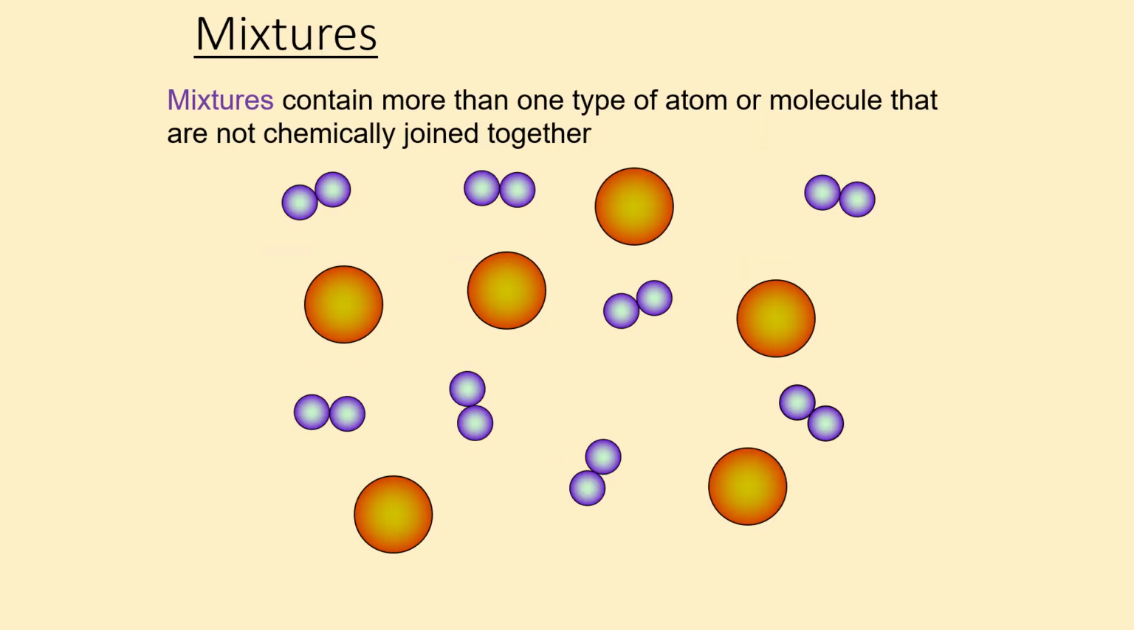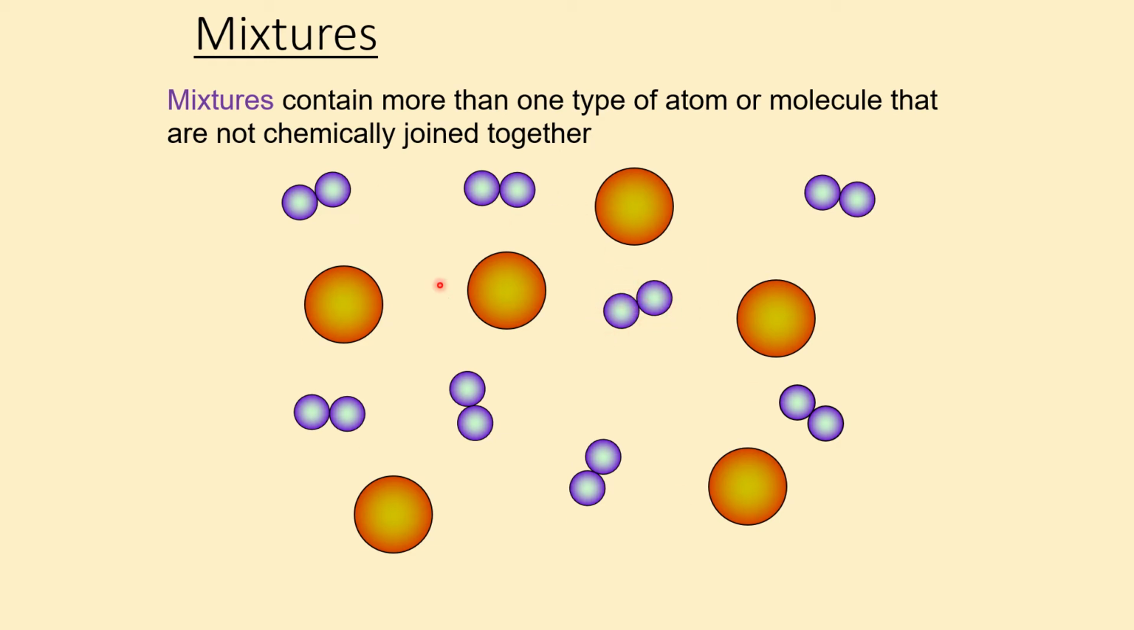Mixtures then. Mixtures contain more than one type of atom or molecule that are not chemically joined together. This is an example of a mixture because we've got atoms of an element. So these orangey reddy ones are all the same type of atoms, so they're an element. And we've got molecules of an element. So we've got 2 purple atoms chemically joined together. The fact that they're touching here is showing you that they're chemically joined together. So this is a molecule, but they're the same type of atom, so it's a molecule of an element.